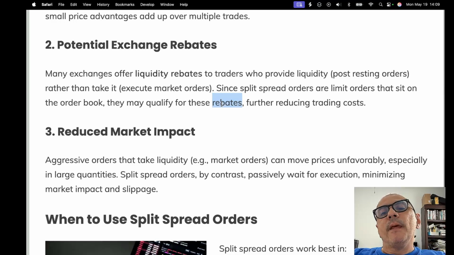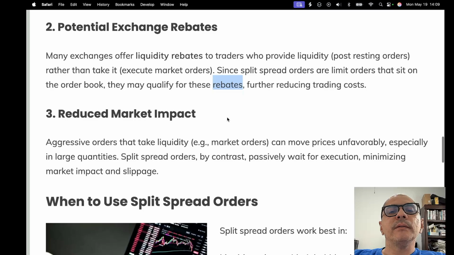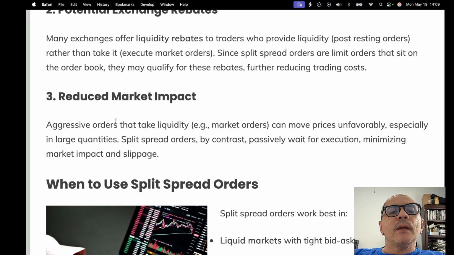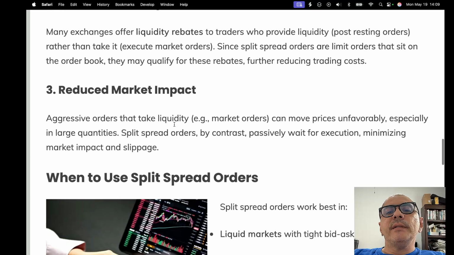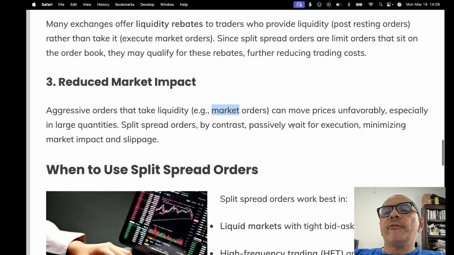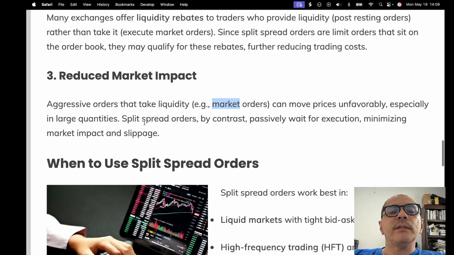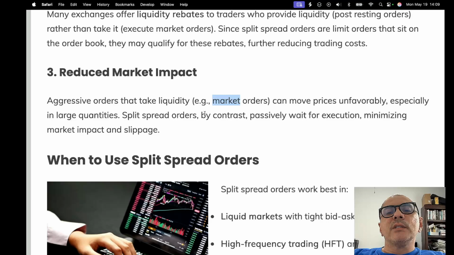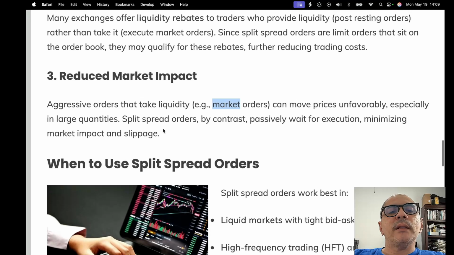of trading, because they are not gonna pay rebates for trading just one or two contracts. But as you trade more, this is a very important feature. Also, reduce the market impact. Aggressive orders that take liquidity, which is the case of market orders, can move prices unfavorably, especially in large quantities. Split spread orders by contracts passively wait for execution, minimizing market impact and slippage.